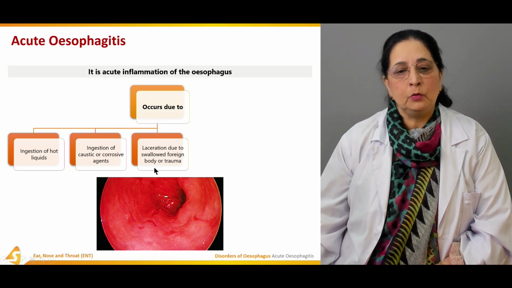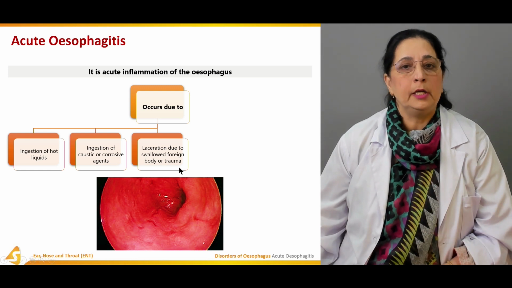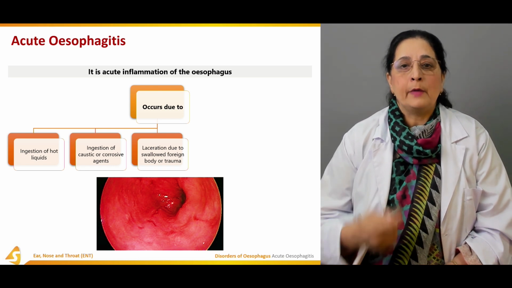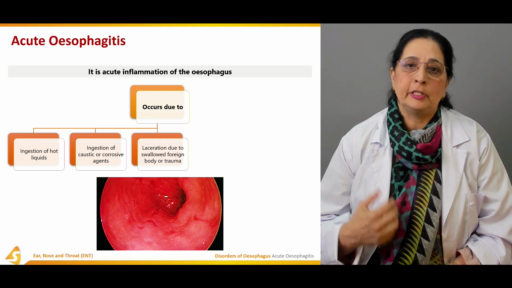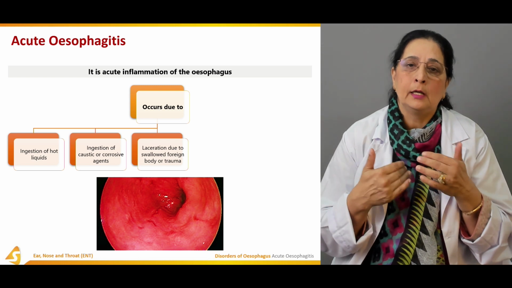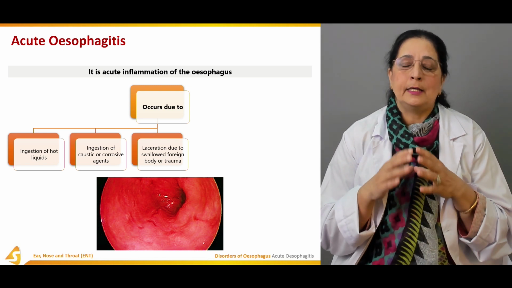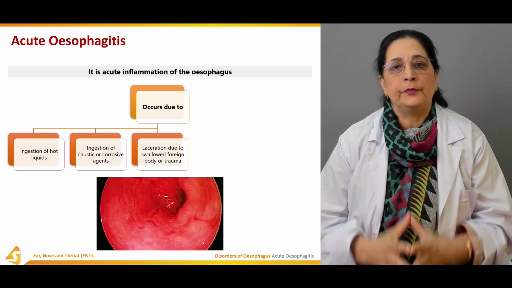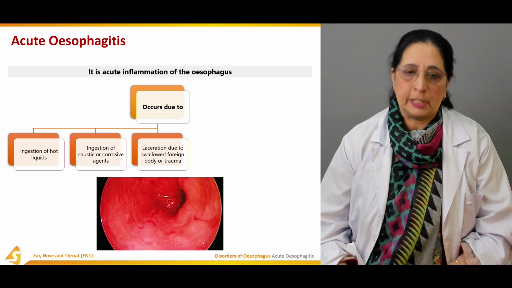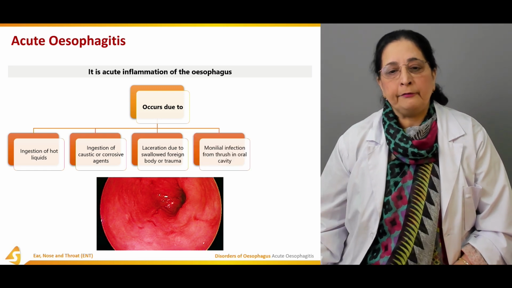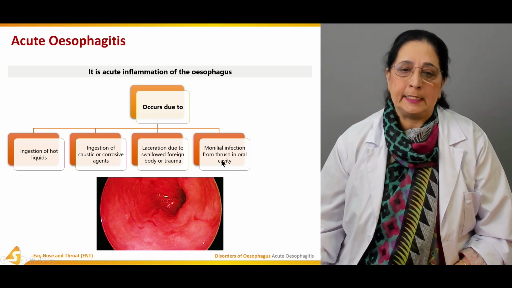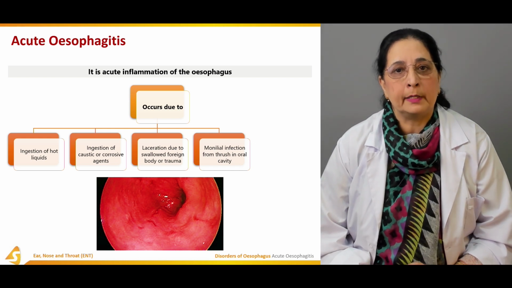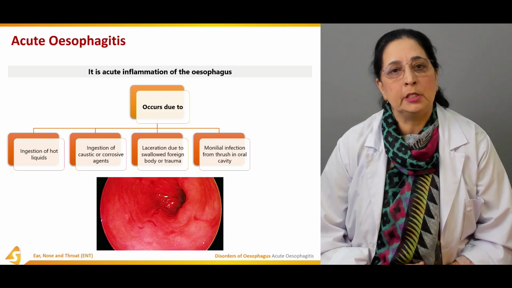Also laceration due to swallowing of a foreign body or trauma. That's another condition, laceration or injury, when sometimes a foreign body is swallowed, or if there is trauma, sometimes also due to some surgical procedures in which some tube is inserted in the esophagus or goes into the stomach on the way, it can cause laceration of the esophagus leading to acute esophagitis. Monilial infection from thrush in the oral cavity. Monilial fungal infections, candida infection causing oral thrush, is very common. That can sometimes cause acute esophagitis.